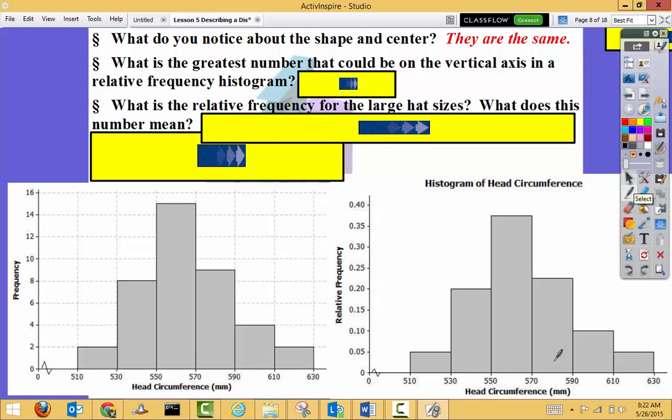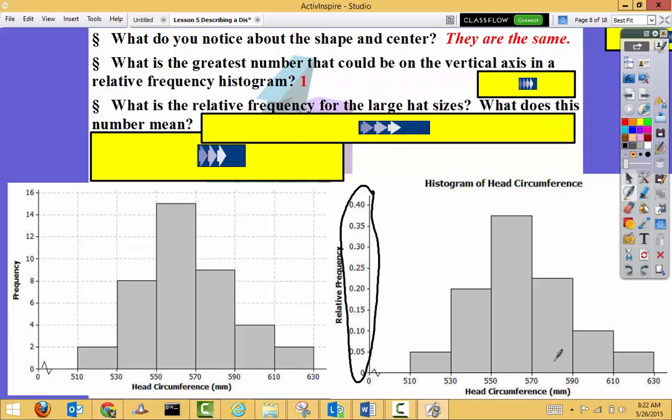Now, what is the greatest number that could be on the vertical axis in a relative frequency? So what is the biggest number that I could possibly have on my relative frequency? Not just this example, but ever. What is the largest number that ever could be? Well, it can't be bigger than 1. Why? Because this is percents, and I can't get bigger than 100% which as a decimal is just a 1. So that's my largest it can be.